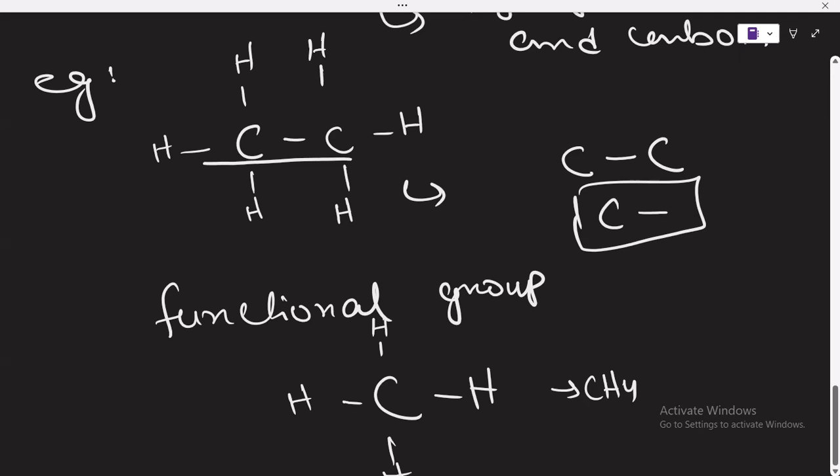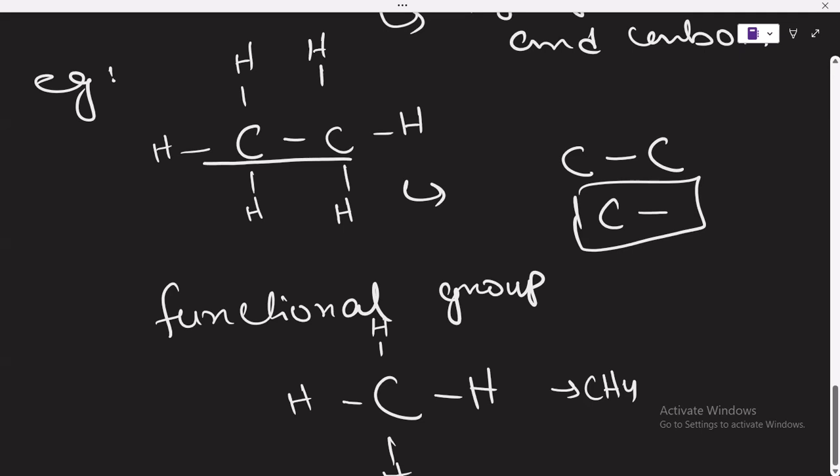This single bond here is the functional group, and it is going to decide how these alkanes are going to react with other molecules. This is also the chemical properties, because when we talk about chemical properties, how these elements react with other molecules comes under the heading of chemical properties. We're going to be looking at that in a while. So this is for alkanes.